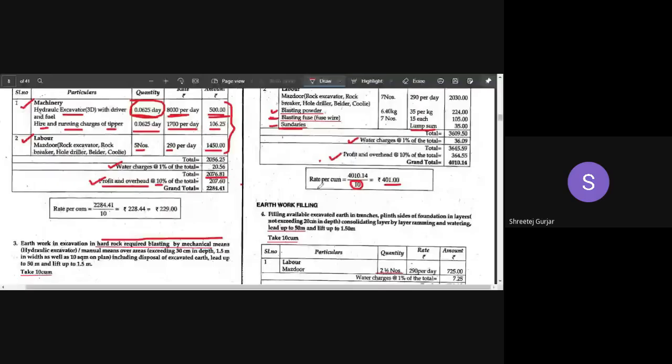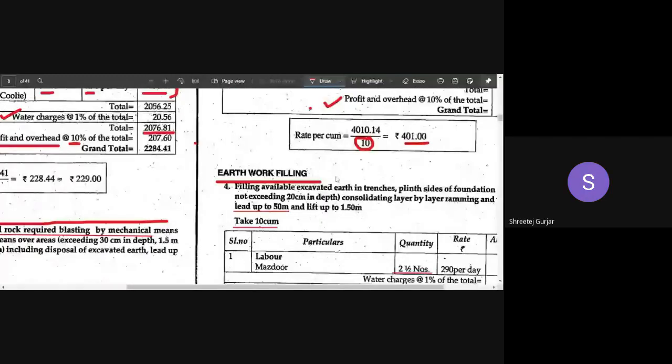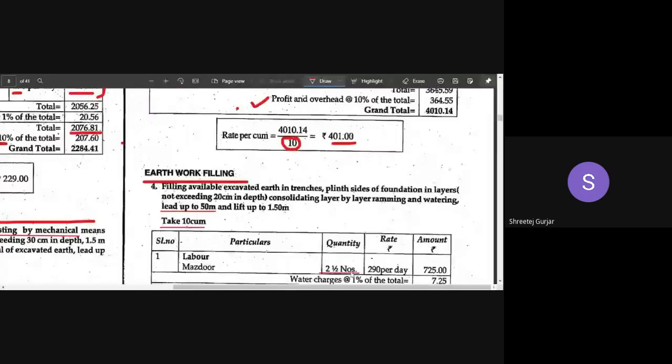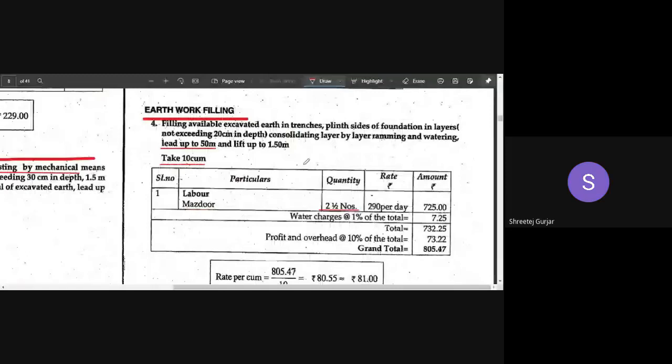Hey, you have to finish 10 items of work. You are still on the 4th. We'll try to finish. I will finish at least 2 more. 2 more we'll finish and we can wind up. We'll finish earthwork in filling. Okay. We'll finish quickly. Don't worry.